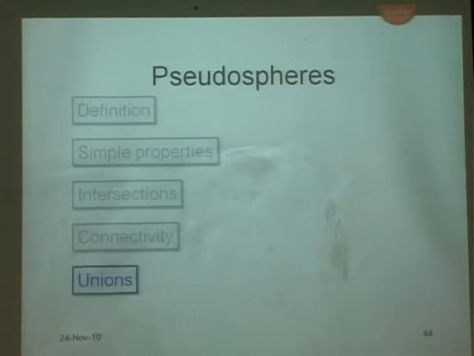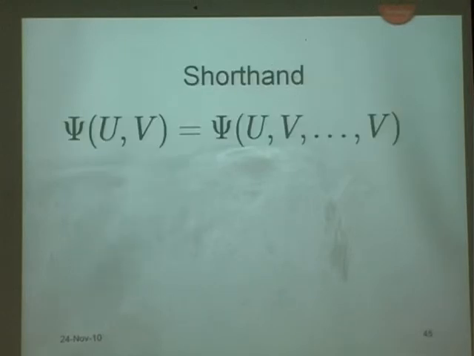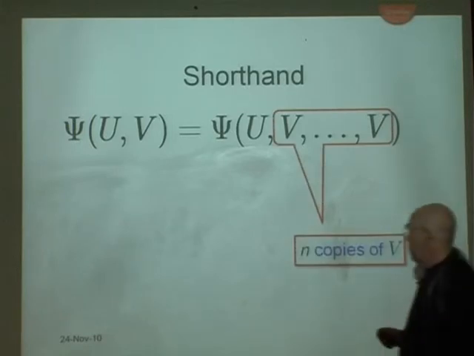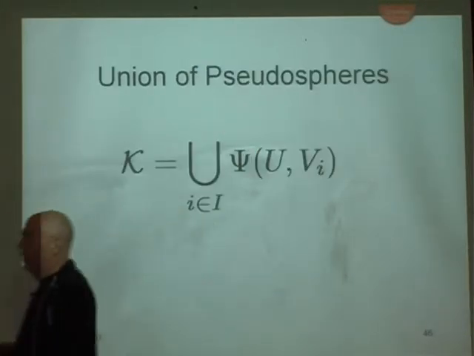The unions of pseudospheres are, of course, not pseudospheres, but they have a very simple structure. So I'm going to look at unions of pseudospheres where every set here is the same set. It works in other cases too, but this is the easiest one to explain. So phi of U, V says I'm going to independently assign a value from V to every process ID in U. So this is n, actually it should be n+1 copies.